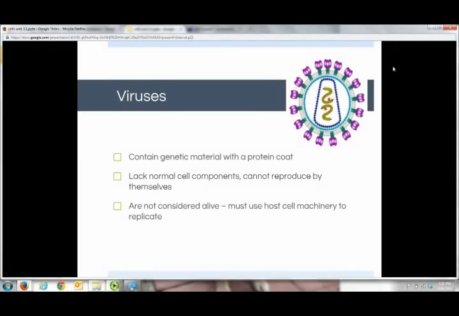Viruses are quite a bit different. These are not considered to be alive. Basically, they are going to be some genetic material with a protein coat over the outside. They lack all of the normal cell components, so they cannot reproduce by themselves. Instead, when they want to reproduce, they have to go into a host cell and hijack the host cell machinery in order to make copies of themselves.